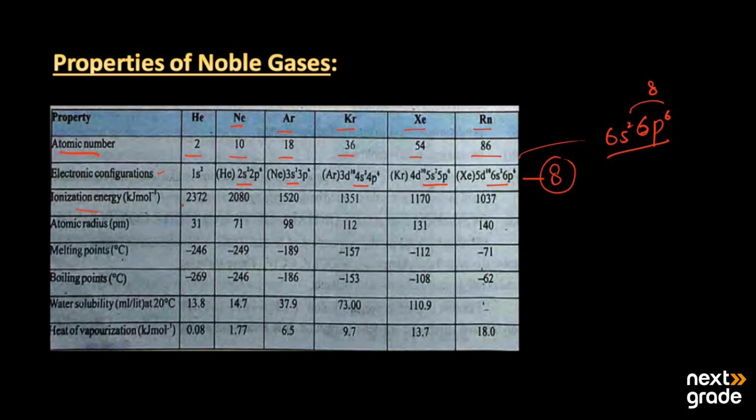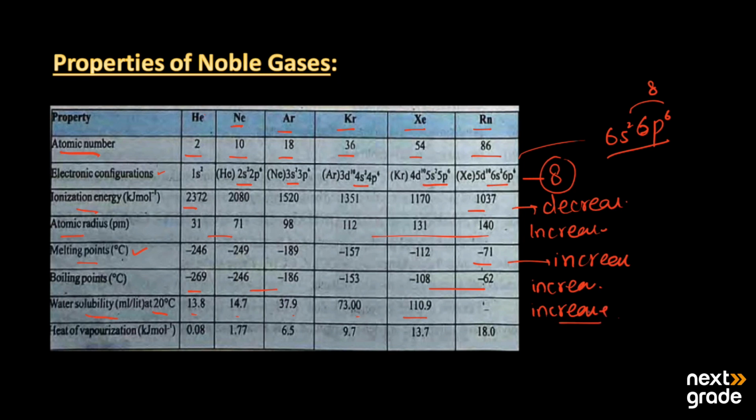Ionization energy decreases from top to bottom in the group. On the other hand, the atomic radius increases when we move from top to bottom in the group. The melting point in degrees Celsius goes from minus 246 to minus 71. So there is an increase in the melting point, as well as an increase in the boiling point. The boiling point of helium is minus 269 and that of radon is minus 62. For water solubility at 20 degrees Celsius, helium, neon, argon, krypton, xenon all are soluble in water and their solubility is from 13.8 to 110. There is also an increase in the solubility.